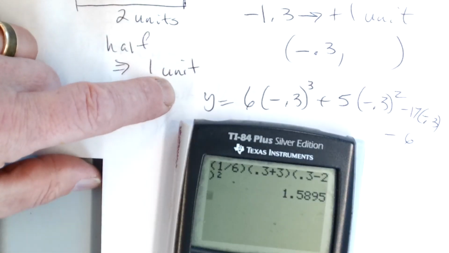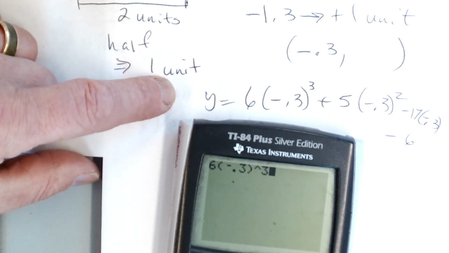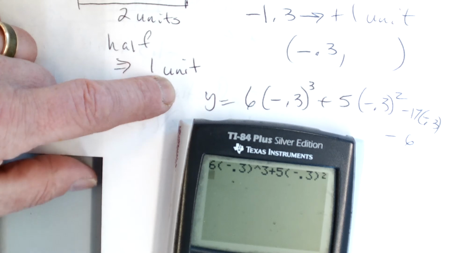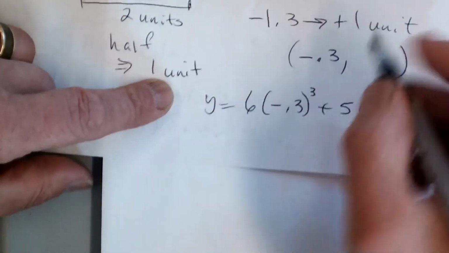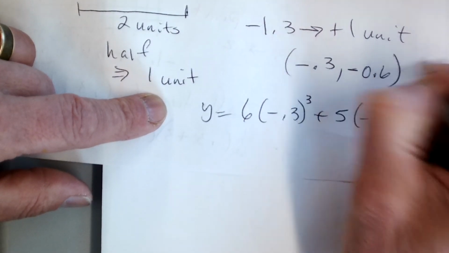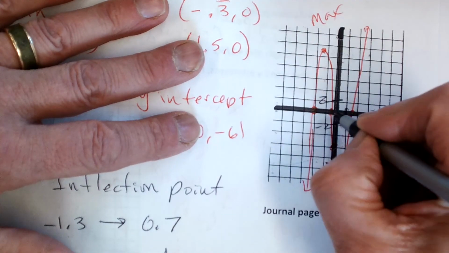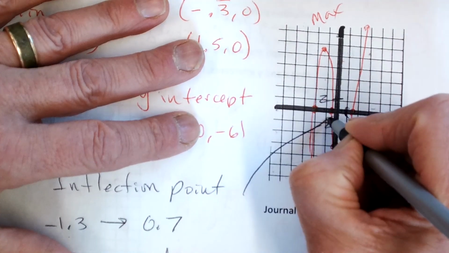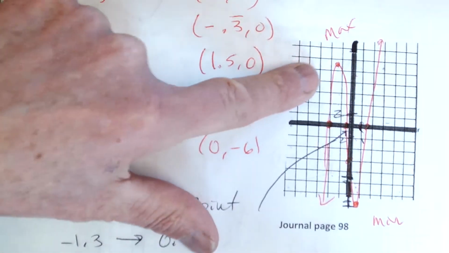Okay, clear. I'm going to go 6 times my negative 0.3 to the third power plus 5 times my negative 0.3 squared minus 17 times my negative 0.3, subtract 6, and I get an answer about negative 0.6. Okay, negative 0.6. I'm going to write that down. Let's see if that concurs. Okay, so I'm going to have a negative 0.3, so it's right about there. My inflection point is right about there, which puts it halfway between my max and my min.